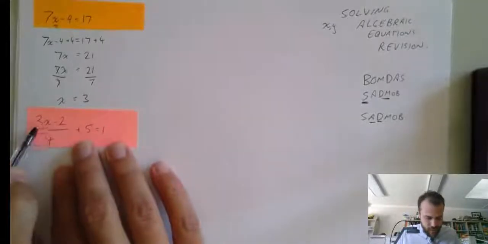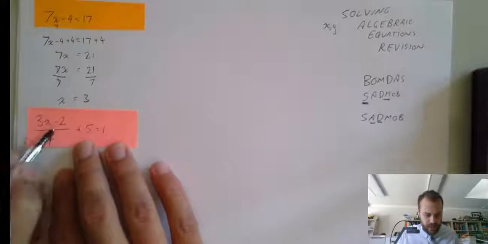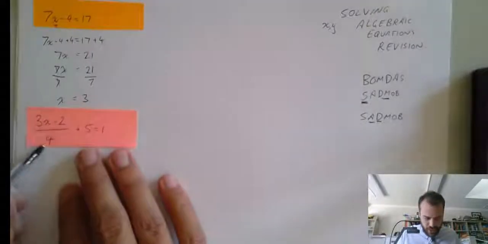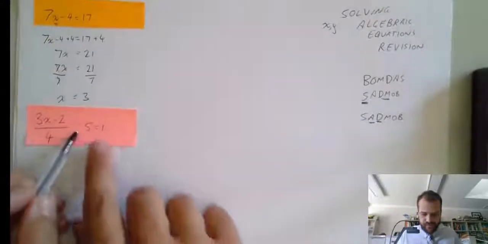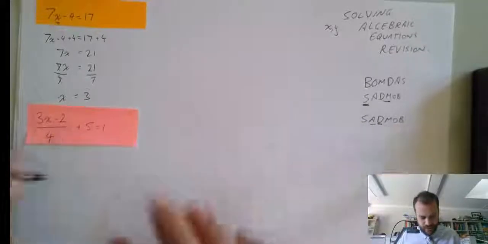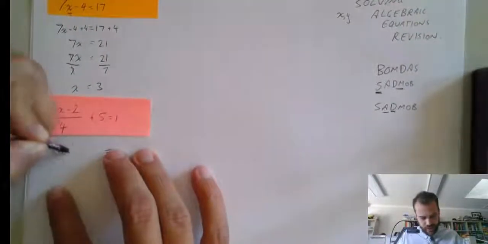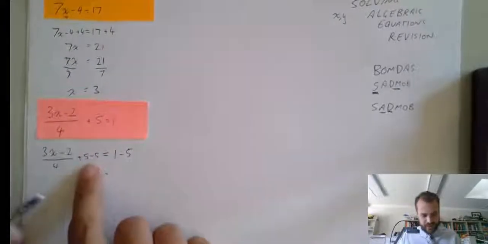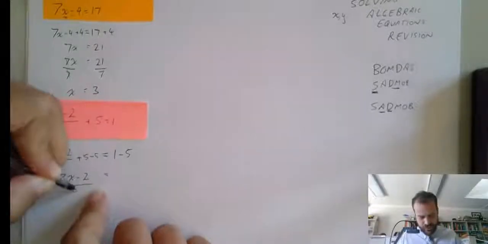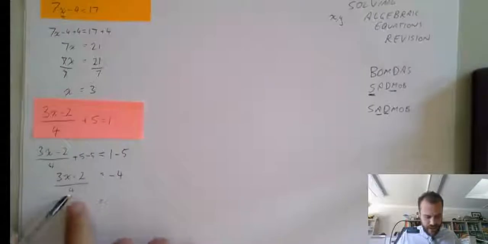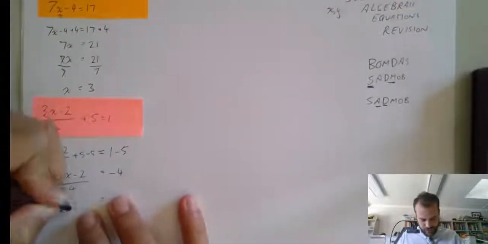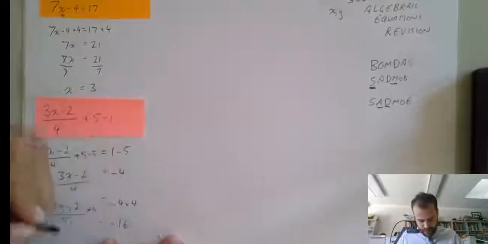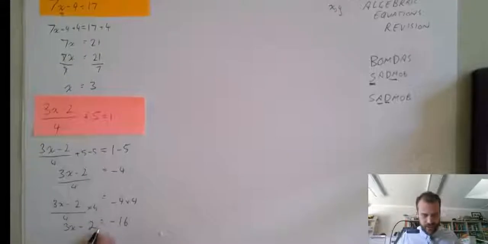Now, because all of that is divided by 4, we can't do anything with the minus 2 or the multiplied by 3 until we get rid of this divide by 4. But we can't get rid of the divide by 4 until we get rid of the add 5. Because SAD MOB, A comes before D. So this is going to be 3x minus 2 over 4 plus 5 minus 5, 1 minus 5. So that gets rid of our plus 5. So we end up with 3x minus 2 over 4. 1 minus 5 is minus 4. Now we can get rid of the divide by 4 by multiplying both sides by 4. Times 4 equals negative 4 times 4. So that's 3x minus 2 equals negative 16.